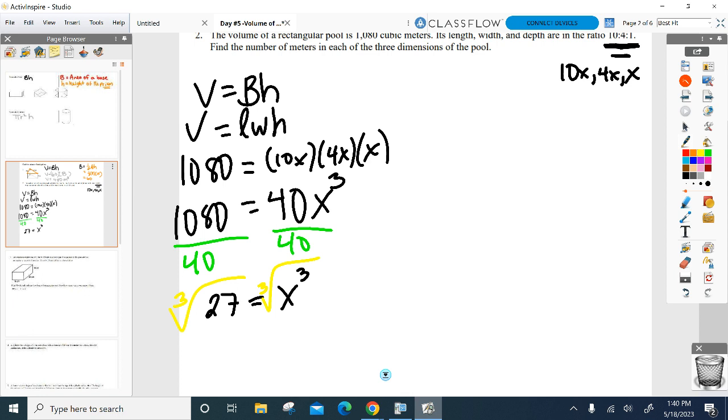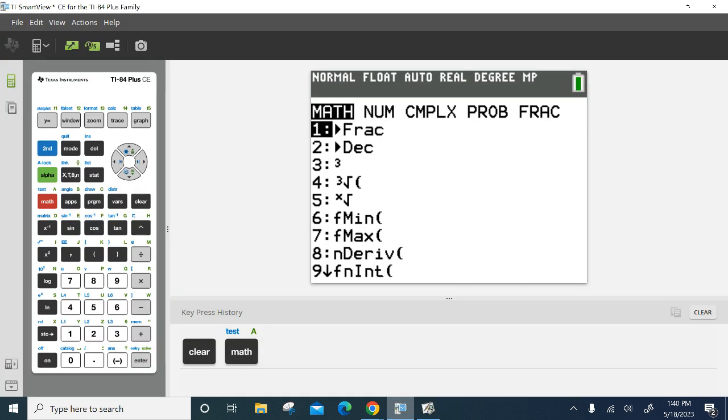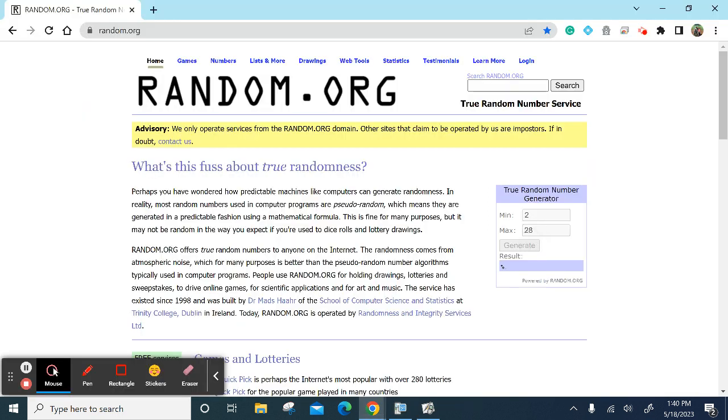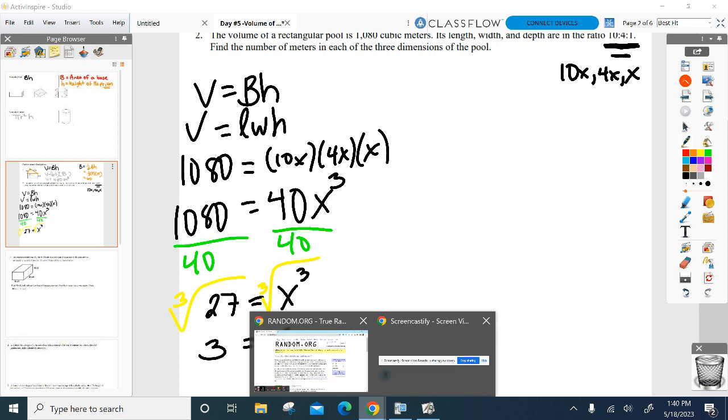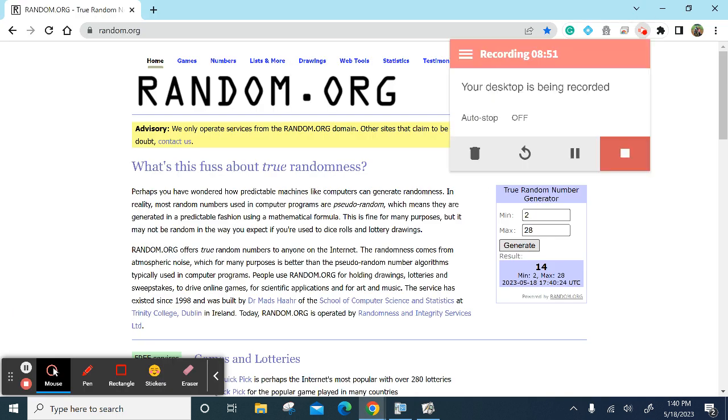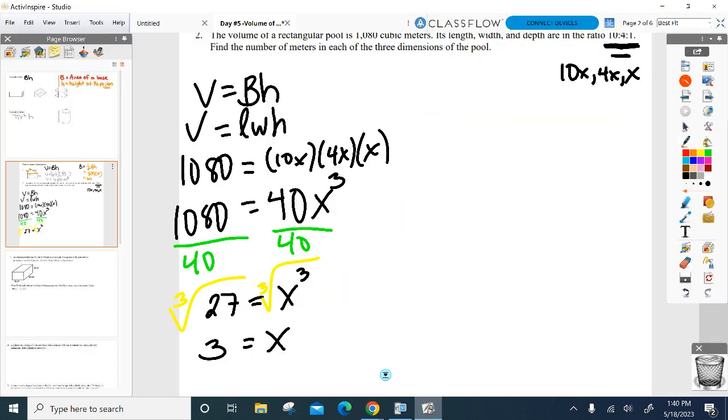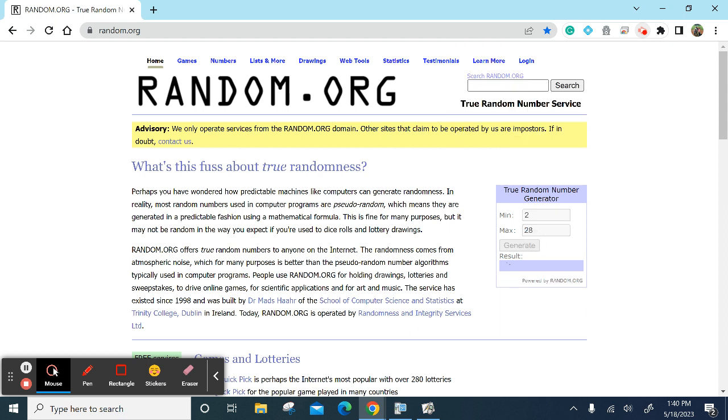All right, so what do we end up with here? What do you have the value of x to be here? X equals 3. I'd love to move on, but I didn't answer the question at all. What are the dimensions of this pool? I need to plug my 3 back in to my ratio. All right, plug it back in. What are my dimensions here?